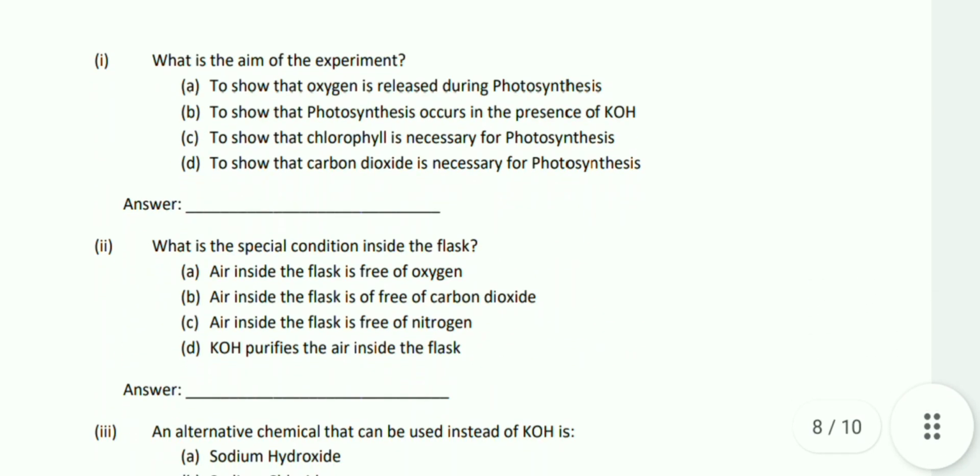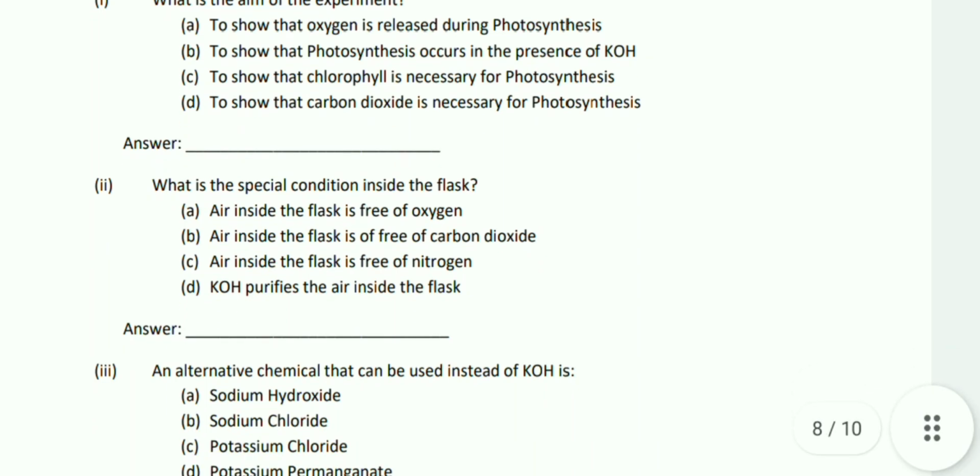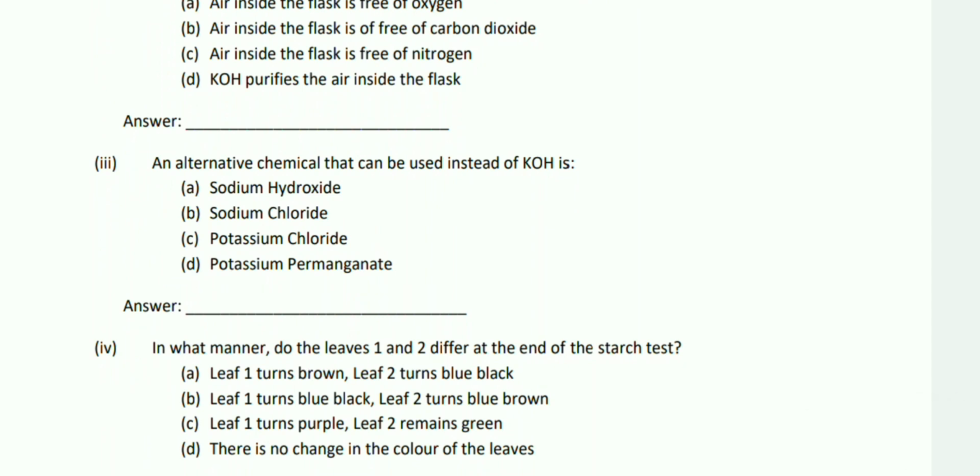Let's see what the next question is. What is the special condition inside the flask? Air inside the flask is free of carbon dioxide. Obviously, we are testing whether carbon dioxide is necessary for photosynthesis or not. So, the flask has to be devoid of free carbon dioxide. So, option B. Number 3. An alternative chemical that can be used instead of KOH is sodium hydroxide. KOH and sodium hydroxide work in pretty much the same manner.